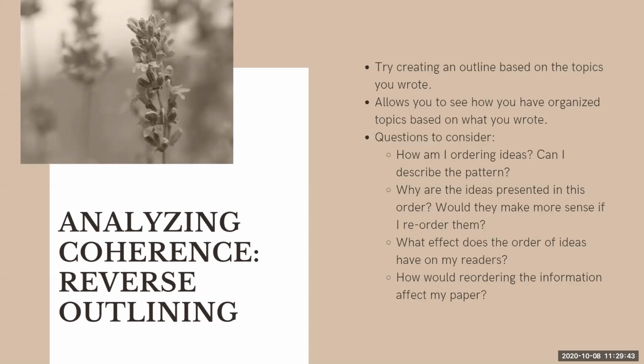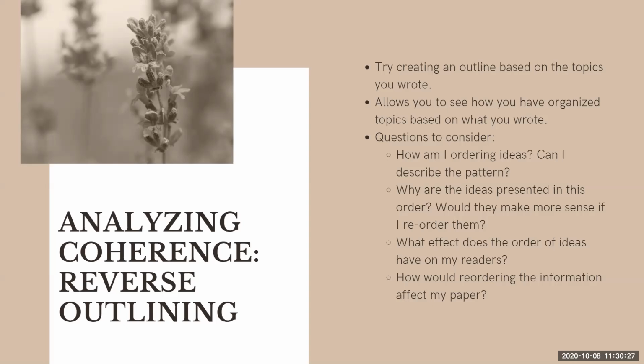So there are a couple ways where you can check for yourself whether or not your paper is making logical sense. And one of those ways is reverse outlining. So you can try creating an outline based on the topics you wrote. So once you have your essay written, if you want to check for flow, if you want to make sure that it's going smoothly from beginning to end, take a look at that essay and pull out your main ideas and topics that you have written, and try to create an outline based on those topics in the order that you are presenting them in the paper.